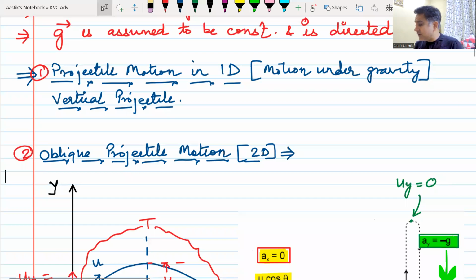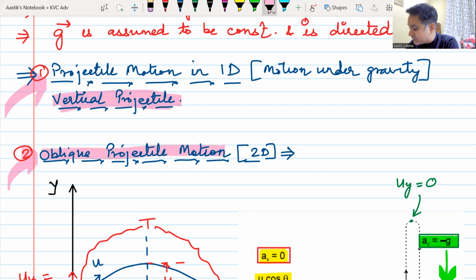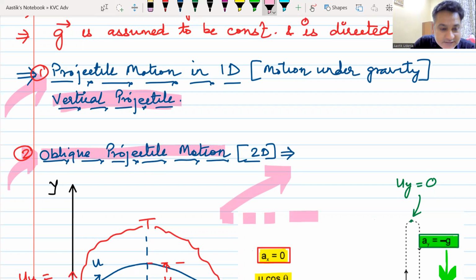The first heading was, and we are lucky that I have a time machine and I can take you back, vertical projectile, a projectile thrown vertically. The second heading was oblique projectile, a projectile thrown at an angle. Vertical is done. Oblique is done. What is left, my dear friends? Nothing.